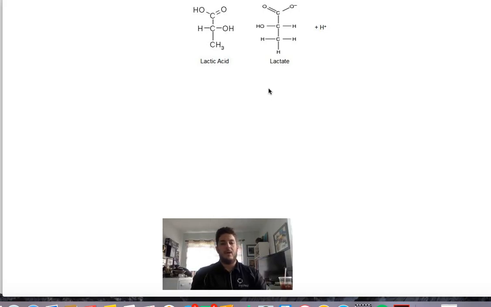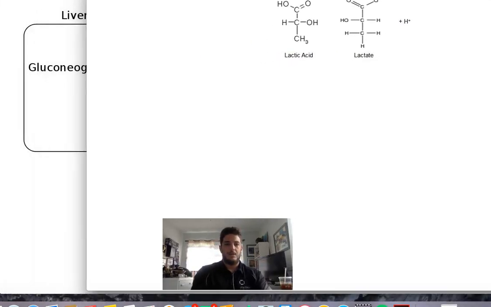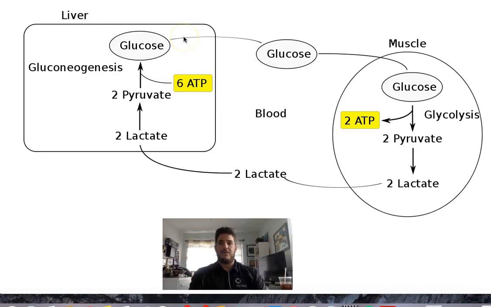Lactate is important for brain metabolism during exercise. And during exercise, lactate is produced in muscles, where lactic acid is not. So there we have it on the difference between lactate and lactic acid.